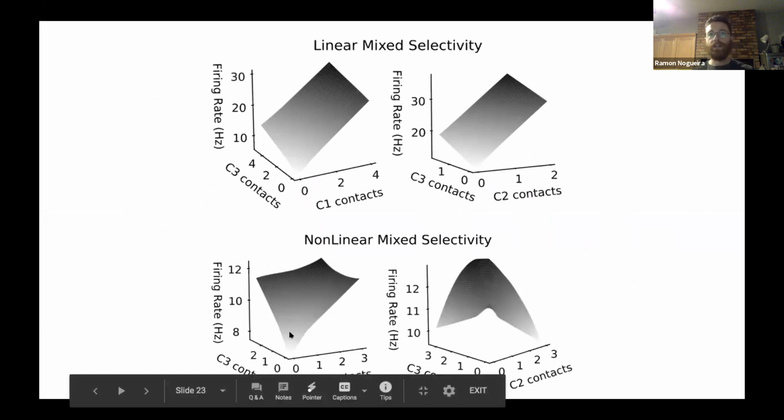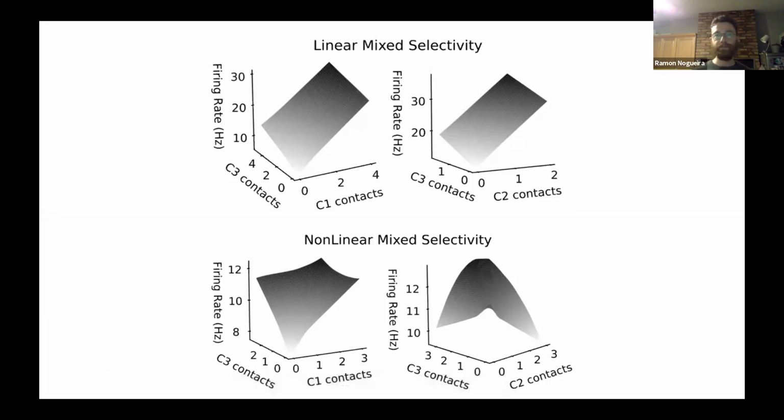This first example shows a sublinear mixing between C1 and C3, while this second example shows an XOR, so to speak, XOR-like tuning curve with respect to C2 and C3.